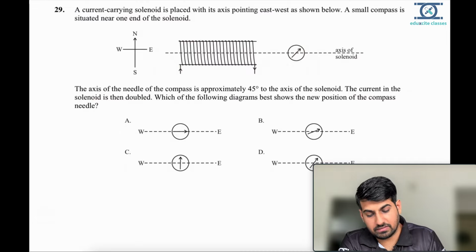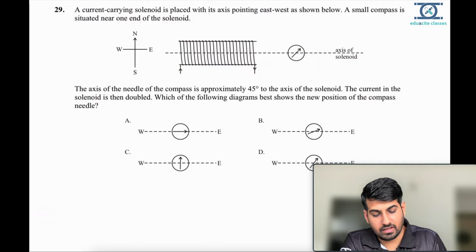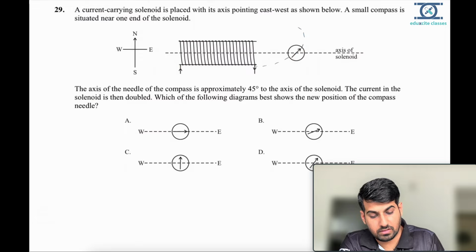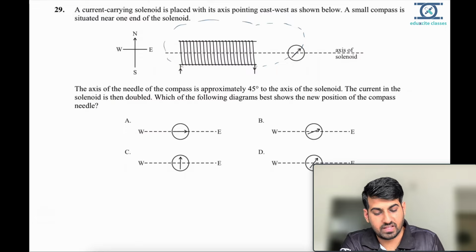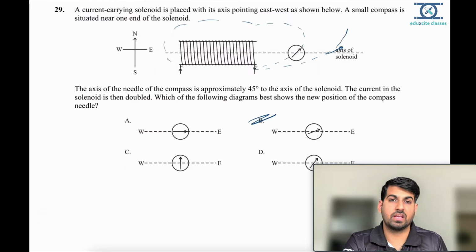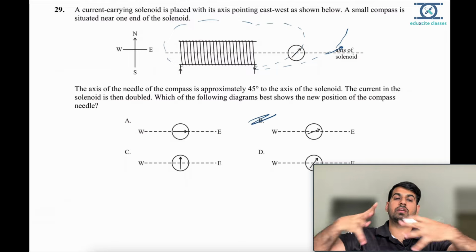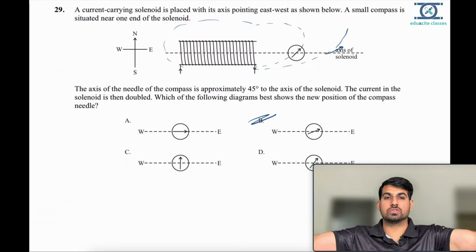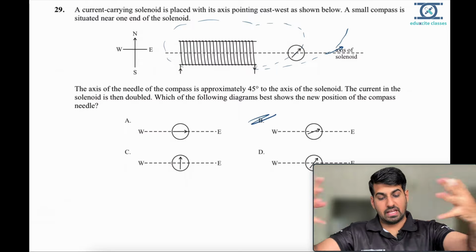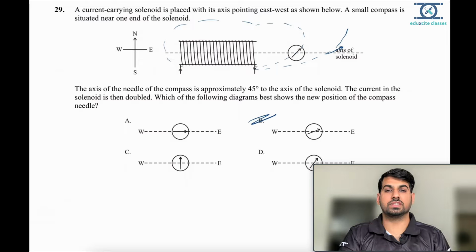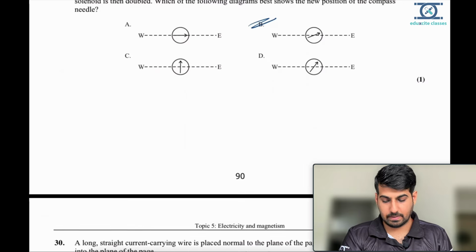So let us say the magnetic field right now is in this direction, forming a curve like this. Doubling will have a steeper angle, which is B. So the field lines will increase and it will be expanding much more. If it is expanding much more, then the angle will get steeper. So option B is the right answer.